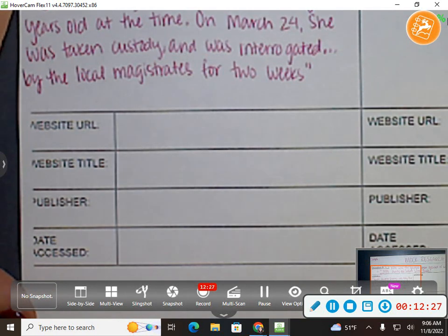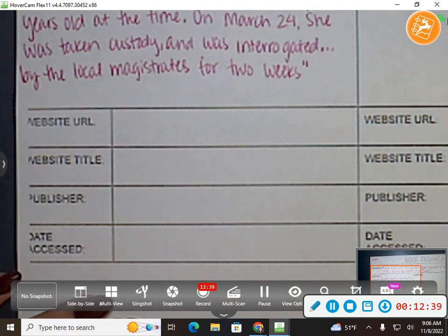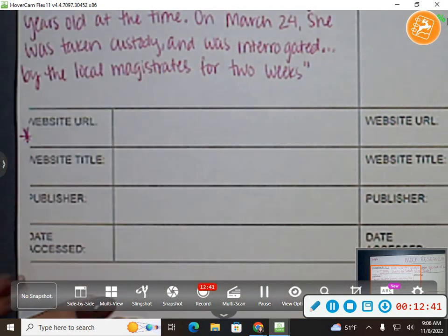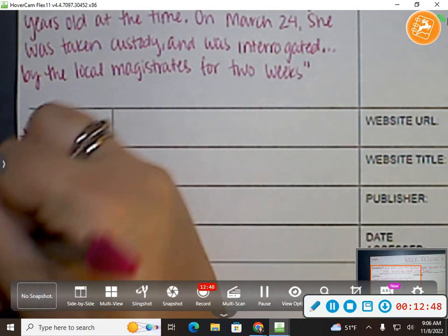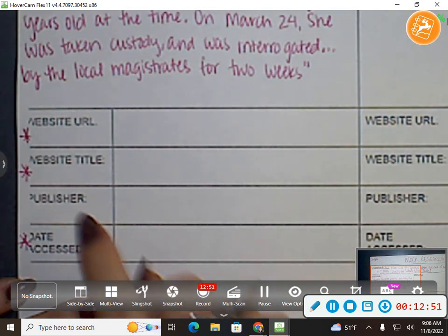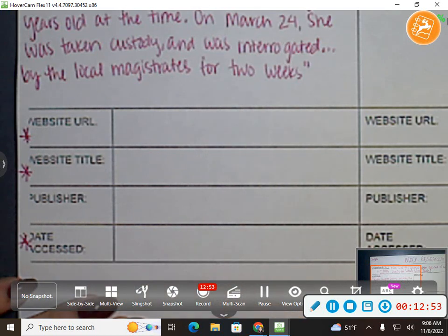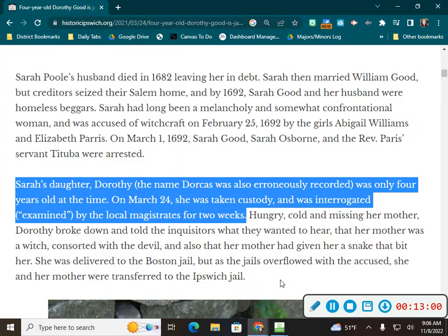Now, sometimes you're not going to be able to do this fully. Sometimes you're going to have some that you can skip over, okay? The one that you will always have is a website URL, because that's how you find the website. You will also always have a website title, and you will always have a date accessed. You may not always have a publisher, okay? So let's go back to our website and fill in the blanks here.